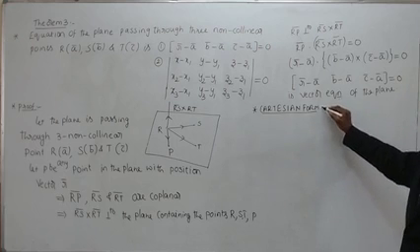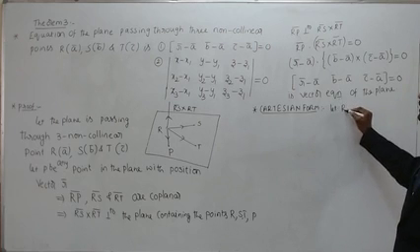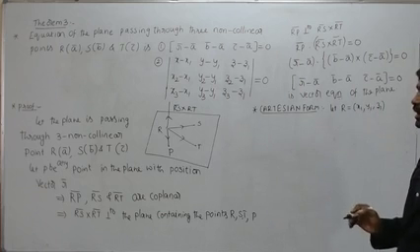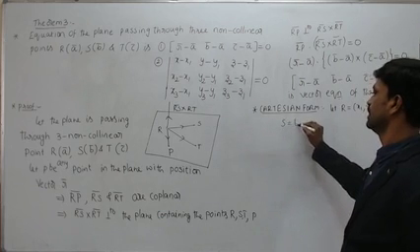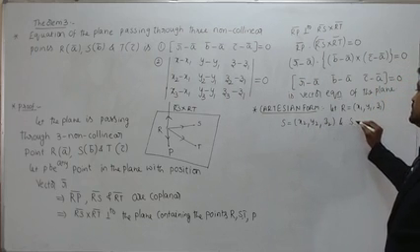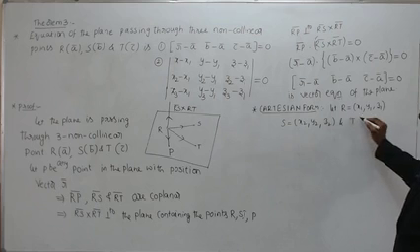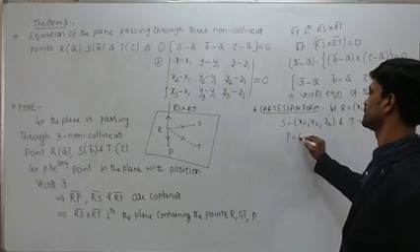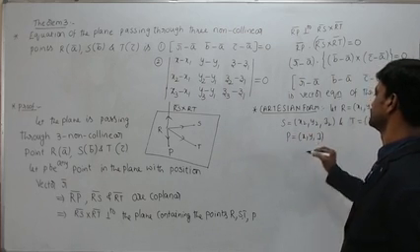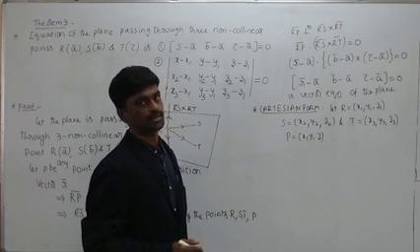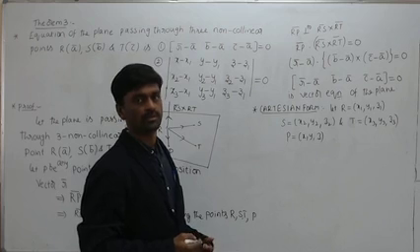So let us consider the coordinates of R: x1, y1, z1. The coordinates of S are x2, y2, z2. And the coordinates of T are x3, y3, z3. And the coordinates of P are x, y, z. So here the plane is passing through which points? R, S and T, and P is any point in the plane.